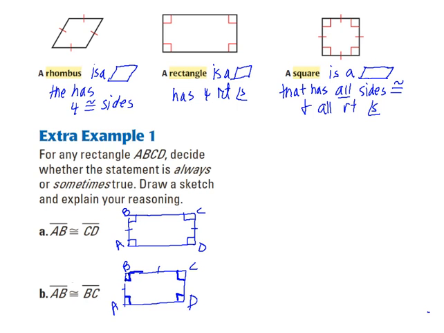Extension on parallelograms. Yesterday we talked about parallelograms, five different ways to prove things are parallelograms. And today we're going to be looking at a few different shapes. Rhombuses. A rhombus is a parallelogram that has four congruent sides. So opposite sides are parallel and four congruent sides.